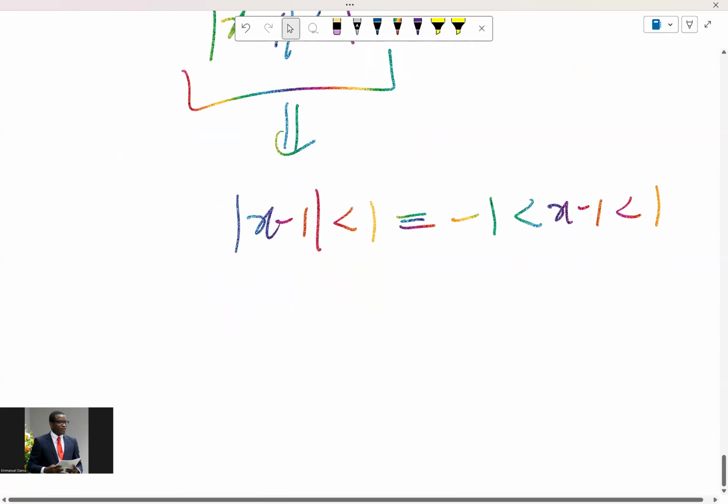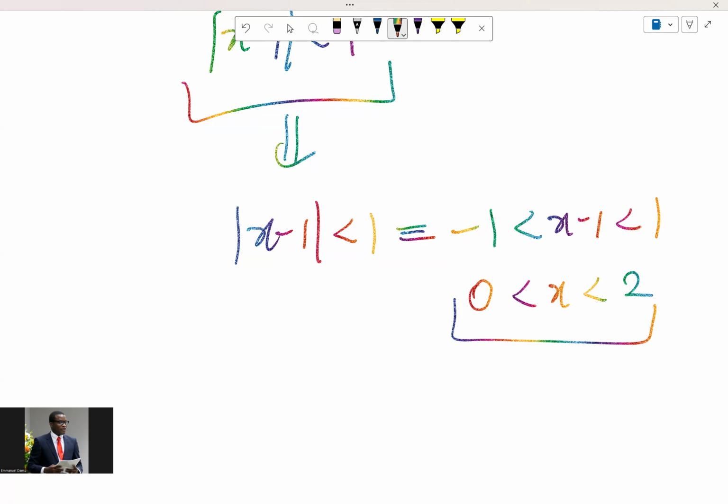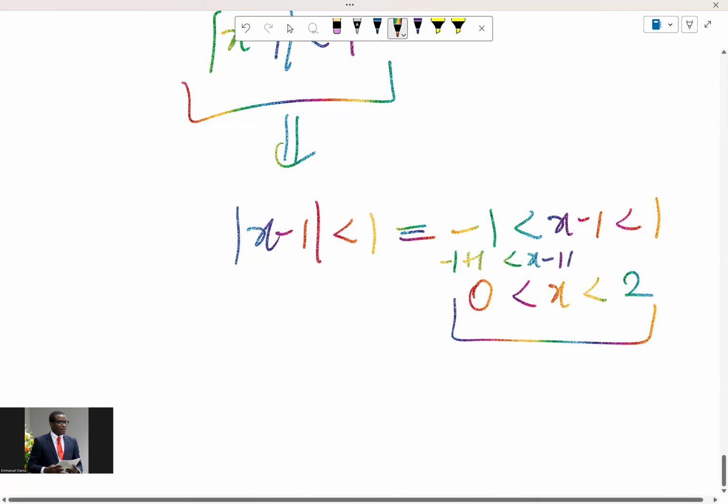So what can you do? You can add 1 to all sides. So you have 0 less than x less than 2. So it means that the series converges for values of x between 0 and 2. What I've just done is say minus 1 plus 1 less than x minus 1 plus 1 less than 1 plus 1, because I want to remove this 1 here. So add 1 to all the sides, and you have x lying between 0 and 2.